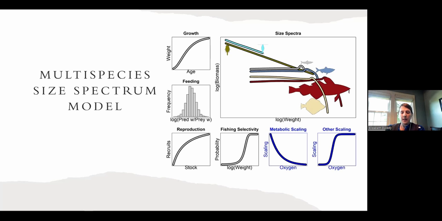However, we added scaling components, which appear in this figure here in blue. These guide increases in metabolic costs with declining oxygen and declines in several other physiological and behavioral processes.